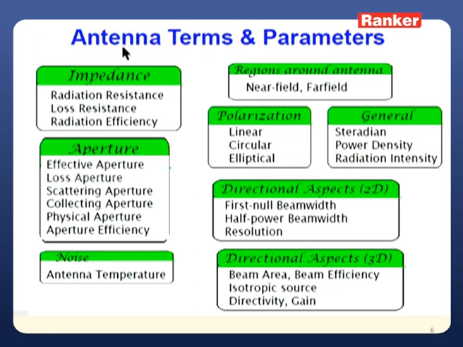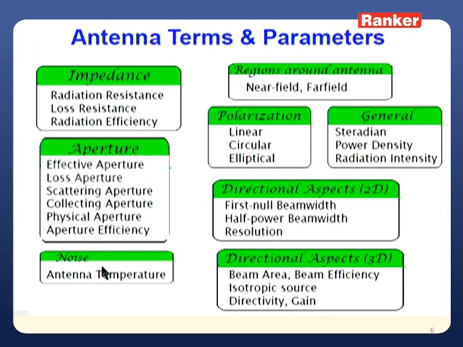Now we will look at some antenna terms and parameters which are to be observed and learned to understand or design our antenna. There are a few important parameters, and I will give you the parameters which exist for any antenna. For an antenna we are supposed to observe different impedances: a radiation resistance, which I will explain later, a loss resistance, and radiation efficiency. All three come under the impedance parameters of our antenna. And the aperture: under aperture, the effective aperture, loss aperture, scattering aperture, collecting aperture, physical aperture, and aperture efficiency. All these are related to the physical shape of the antenna. That's why these terms come under the aperture.